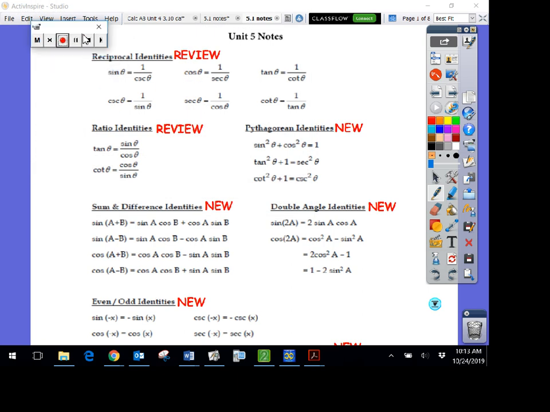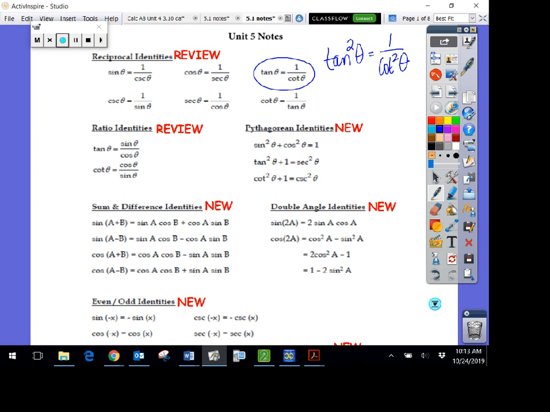Reciprocal and ratio IDs. The one thing that's a little bit different about those is you can change them a little bit. There's no way for us to write every single ratio and every single reciprocal ID, because we could, for example, take this one: tangent squared theta equals 1 over cotangent squared theta. That's another way to write a reciprocal ID. They could both be squared.